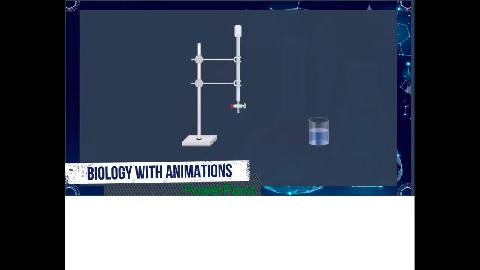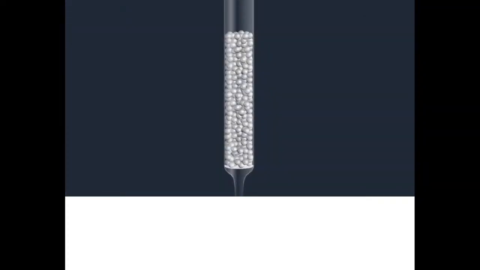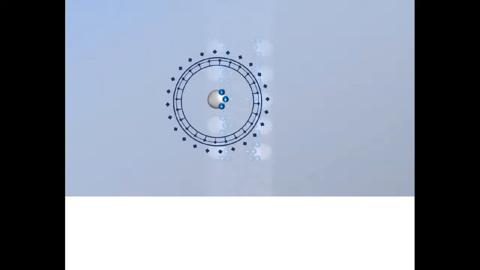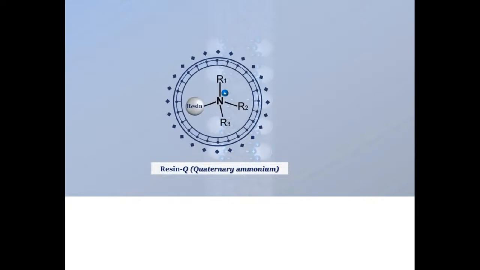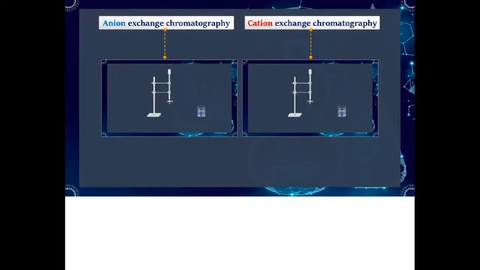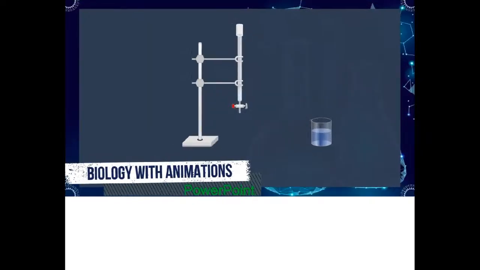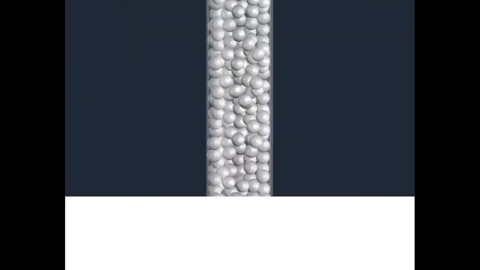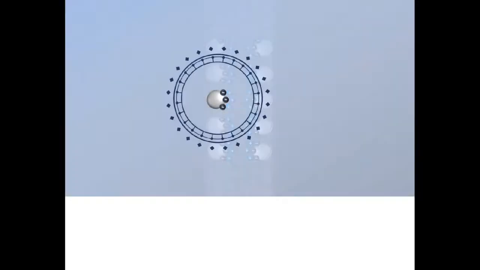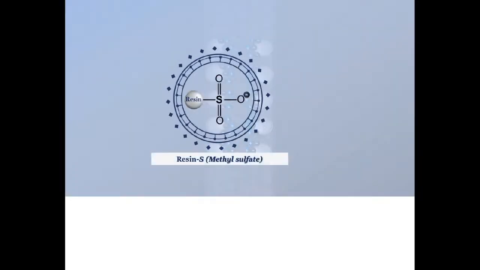In anion exchange chromatography, negatively charged molecules are attracted to a positively charged solid support, which is usually beads that provide a positively charged surface, such as resin quaternary ammonium. In cation exchange chromatography, positively charged molecules are attracted to negatively charged solid support, which is commonly beads that provide negatively charged functional groups, such as resin methyl sulfate.